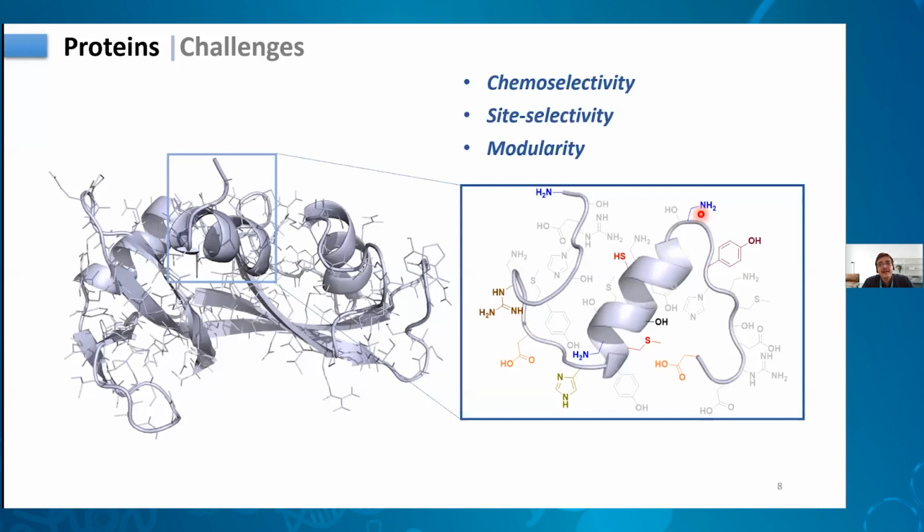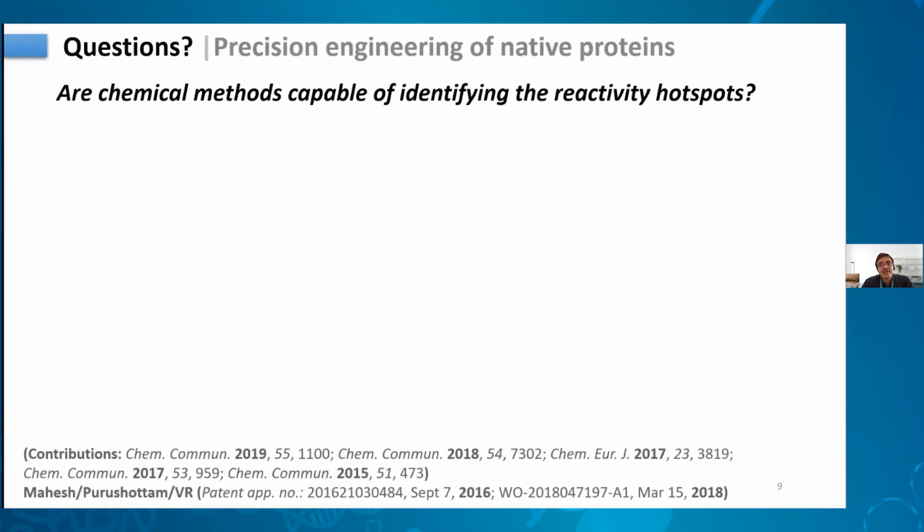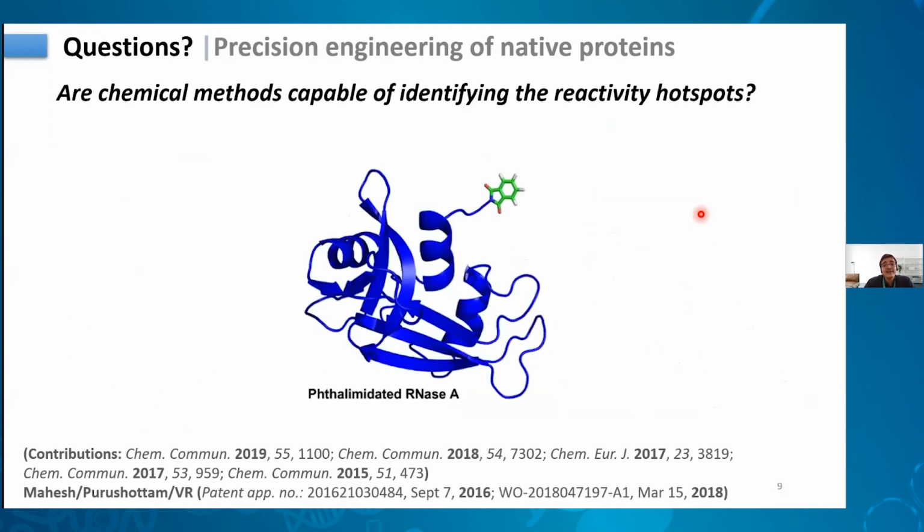Now with this background, we asked a very basic question: are chemical methods capable of identifying the reactivity hotspots that are present in the protein? And after our initial investigations, we learned that the N-terminus alpha amine, which in this case is over here, serves as a preferential reaction center in multiple proteins and can be labeled with high precision with an appropriately designed electrophile.